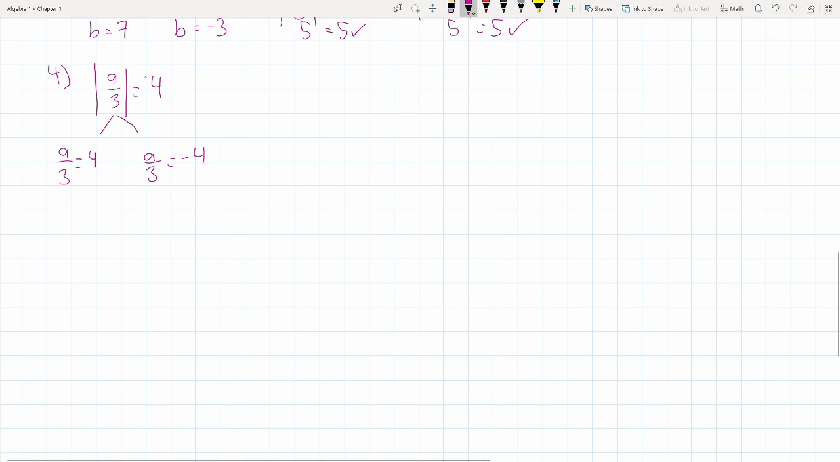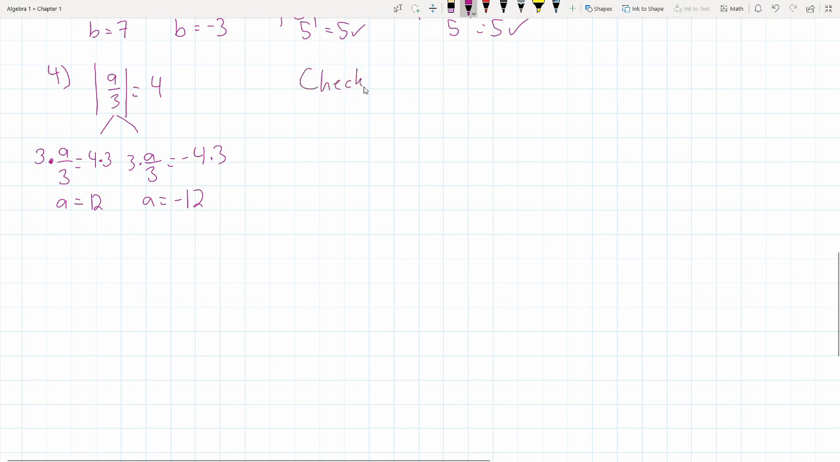Some of you might be catching on to the idea that it's just the positive and the negative of this outside number. And that's true as long as you can check off that it's isolated before you do that. So in doing this, I want to get rid of a over 3. I want to get rid of the 3. So in order to undo division, the inverse operation is multiplication. So I multiply by 3. I'm going to do that to everything. So I get a equals 12. And I get a equals negative 12.